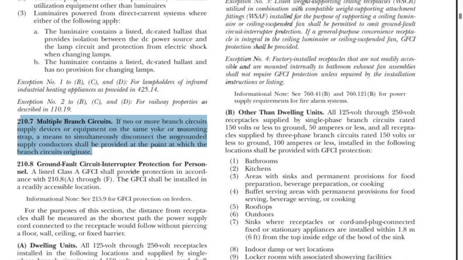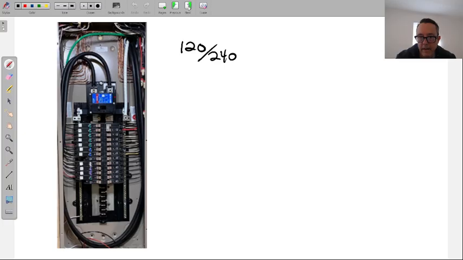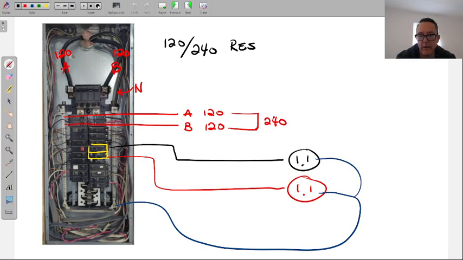All right, so if we're looking at 210, it says for multiple branch circuits. So remember what a multiple branch circuit was, go back to a representation of that. Do I have one? Yes, this is a multiple branch circuit. 2 circuits, one for one series of outlets, 1 circuit for another series of outlets. But what if, let me set up a scenario here, right here on this panel, just so you can understand this.